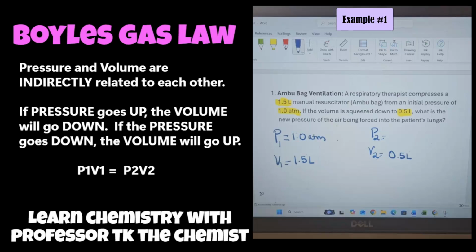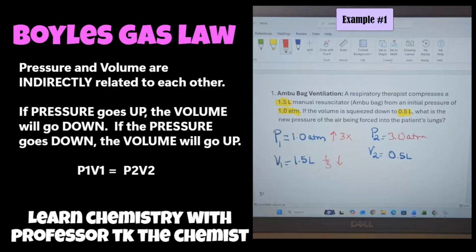All right. So you've been given 1.5 liters of the volume, but then it dropped to 0.5 liters. As I shared yesterday, your volume has dropped by a third. I can visibly see that. So if your volume drops by a third, your pressure is going to go up 3 times the amount. And the predicted answer is going to be 3.0 atm.